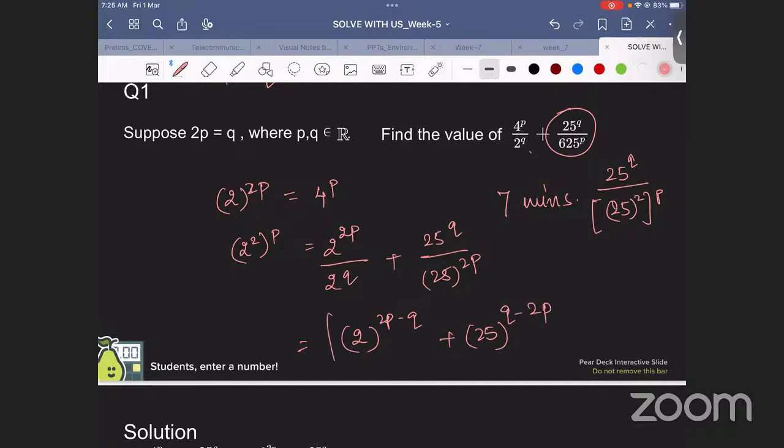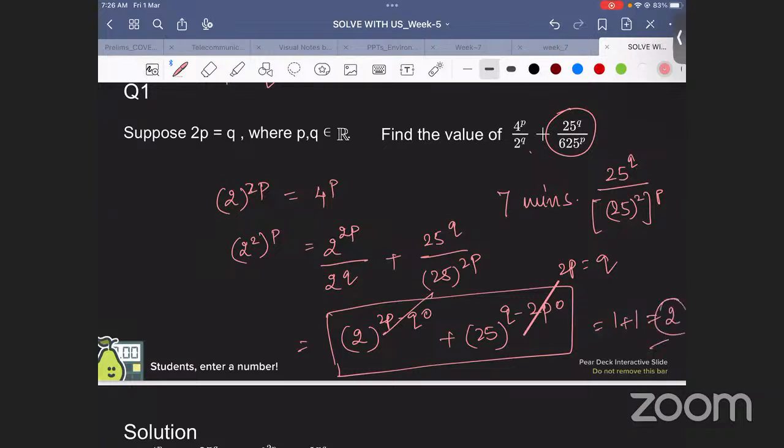This step is clear? Yes, sir. Okay, and you already know that 2p is equals to q, so this will get cancelled and this will also get cancelled, right? So you'll be left with this is 0 and this is also 0. Anything with the power 0 is 1. So here also it will be 1 plus 1, which is 2. If anyone has any issue, you can just ask me, we'll repeat it.